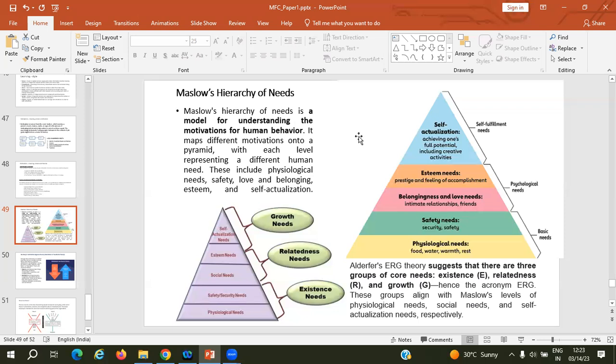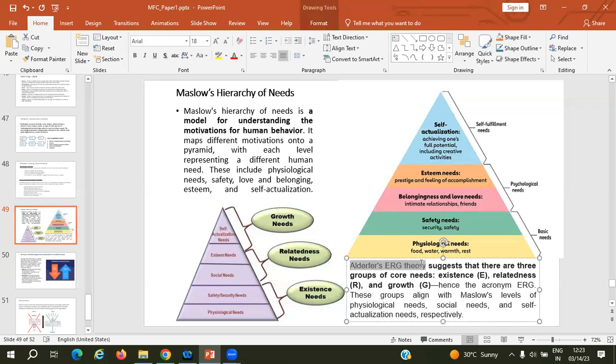The next thing is ERG. ERG is very similar to that. The only thing is the grouping is different. Here you read 5 categories, 5 levels, and in ERG that is regrouped into 3: existence, relatedness, growth. So these 5 needs are grouped into 3 needs. ERG is given by Alderfer. Alderfer's ERG theory suggests that there are 3 groups of core needs: existence for E, relatedness R, and growth G. That's why the name and the acronym is ERG.